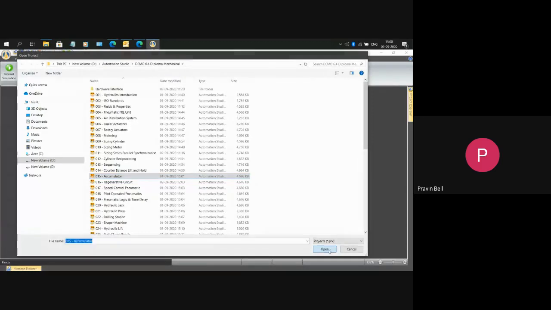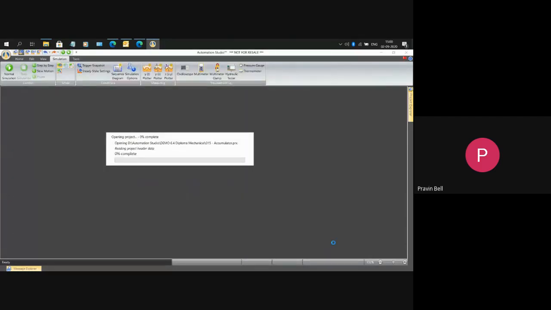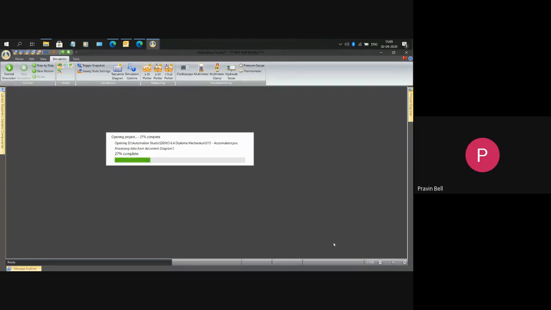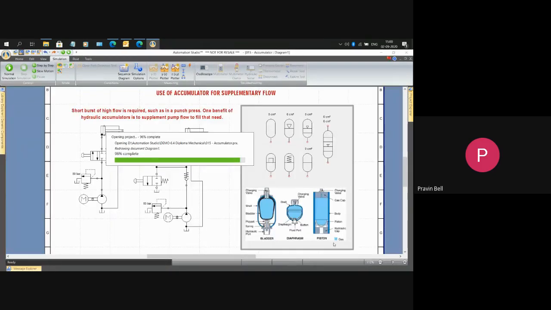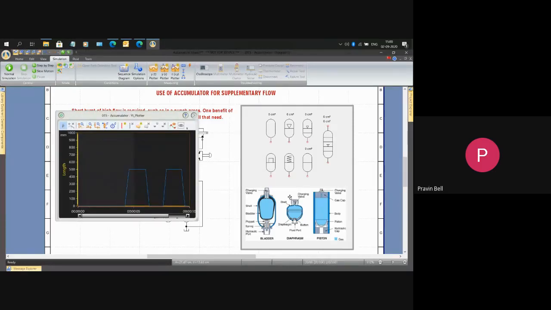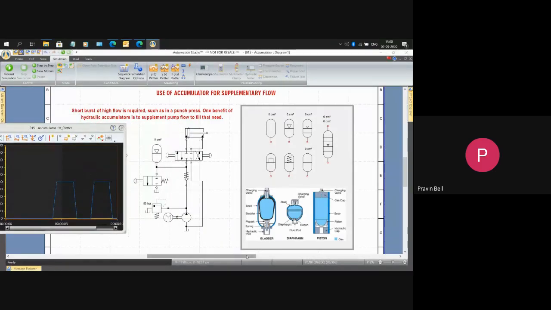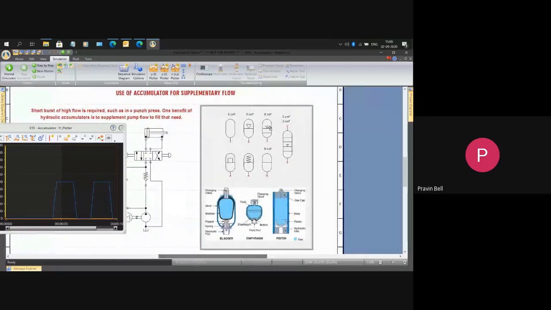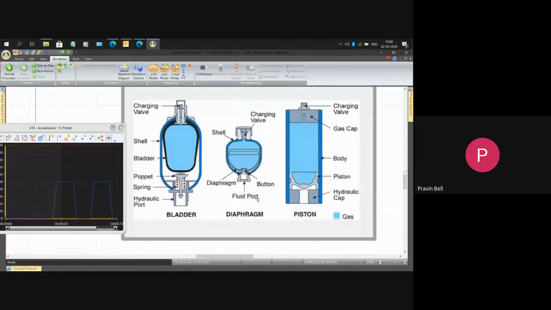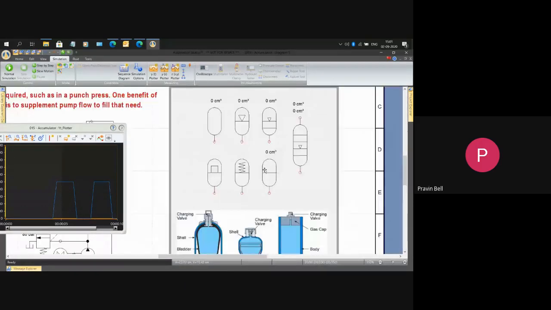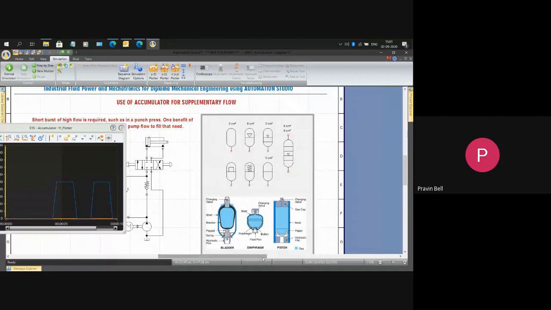Then study of accumulator. Again, in Automation Studio, you can put in an accumulator and students can actually see the effect of the accumulator on the speed of a particular actuator. So we have different types of accumulator: gas loaded, spring, dead weight, hydropneumatic accumulators. This study you can do from the textbook. The actual implementation you can do in Automation Studio.